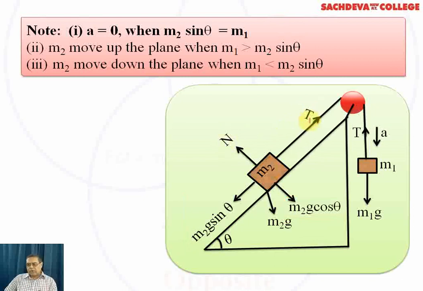And the load is suspended when the string is passing over the pulley. A is the acceleration downward and T is the tension upward and the mass is M1. So obviously the weight is acting vertically down and this weight is M1G. And the conditions are given to us. If M1 is less than M2 sine theta, then M2 will slide down the plane. And if M1 is greater than M2 sine theta, then M2 will slide up the plane.